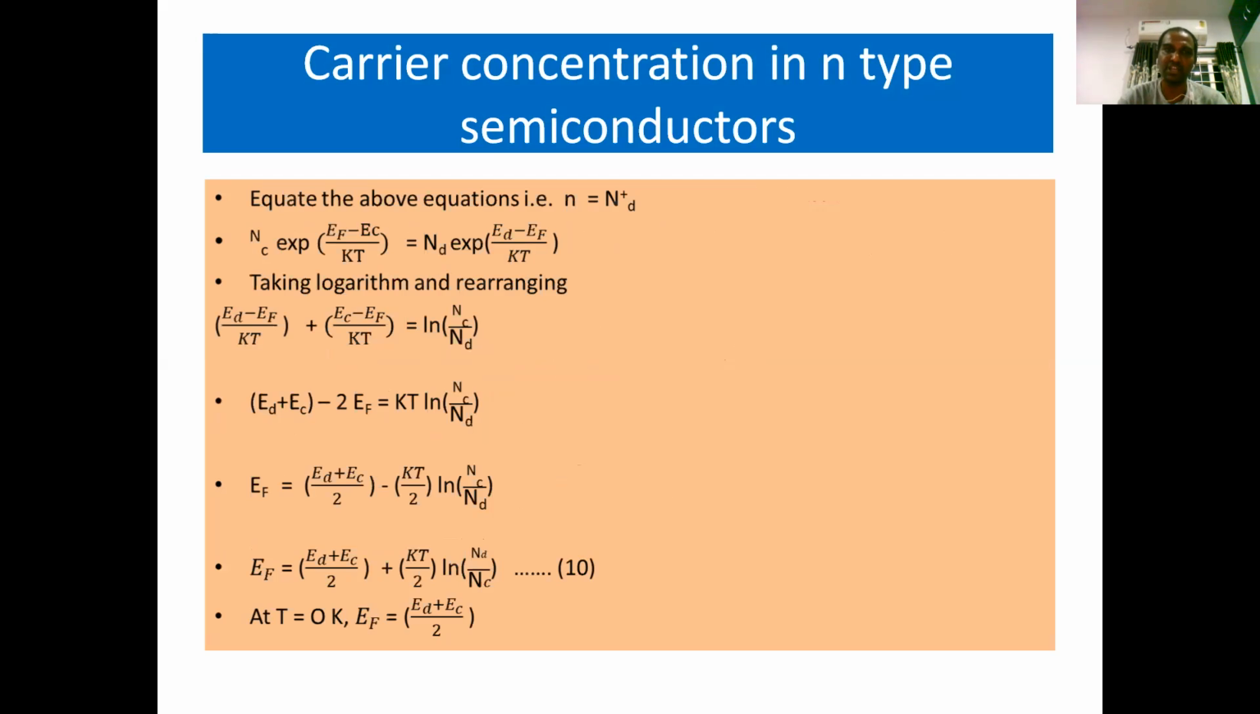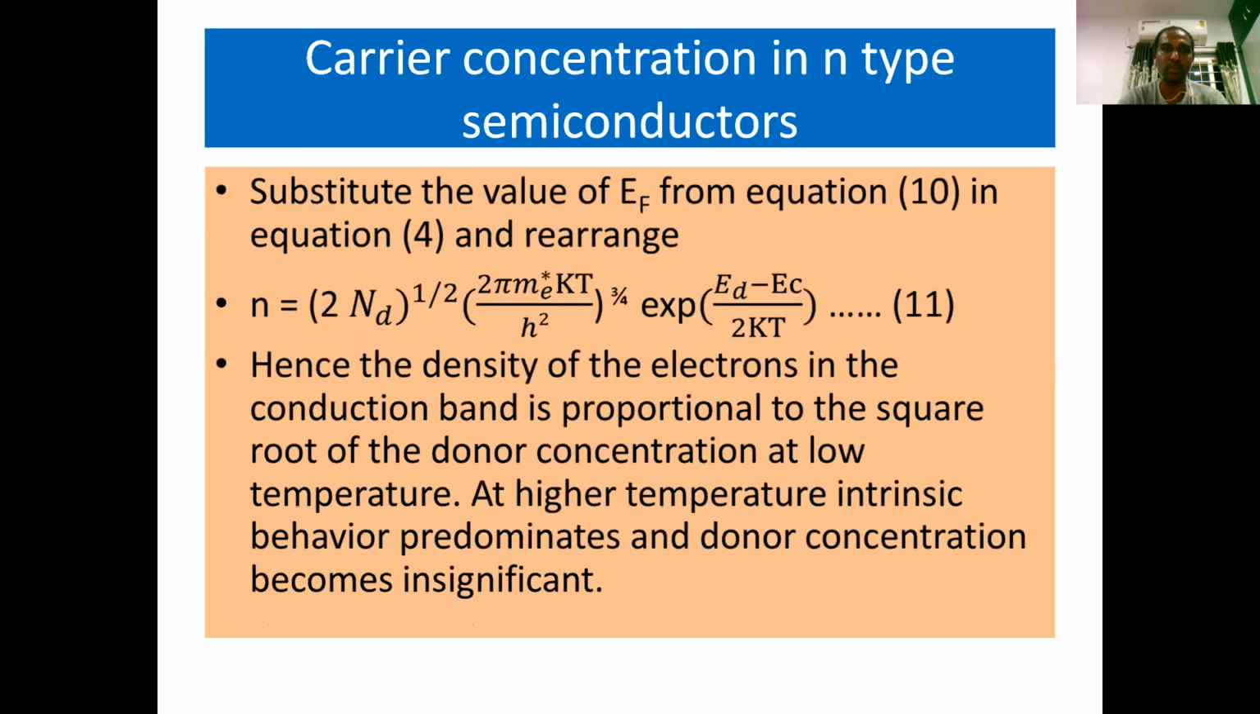To eliminate the exponential on both sides, take the logarithm and rearranging the terms, we get Ef equals (Ed plus Ec) by 2 minus kT by 2 into log Nc by Nd. Finally, rearranging this equation, we get Ef equals (Ed plus Ec) by 2 plus kT by 2 log Nd by Nc, which is represented as equation number 10. At absolute zero temperature, the right hand side portion, kT by 2 into log Nd by Nc, becomes 0. Therefore we get Ef equals (Ed plus Ec) by 2.